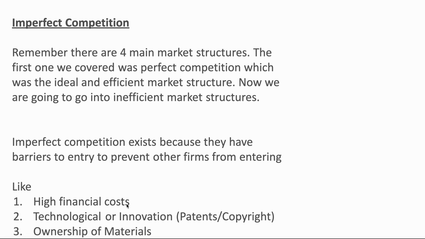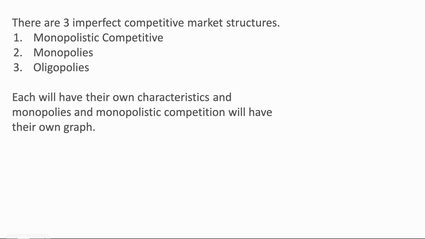Generally, there's either high financial costs, some sort of technological or innovation barrier like patents or copyrights, or you own the materials to make your product. So if you make, let's say, a really special nuclear power plant or nuclear reactor, and you own all the materials to make it, then yeah, you have the barriers to entry. You can become a monopoly. Three main types: monopolistic competition, monopolies, and oligopolies.